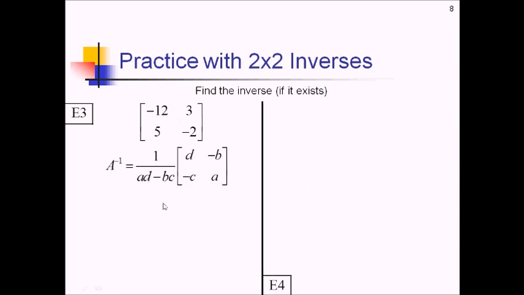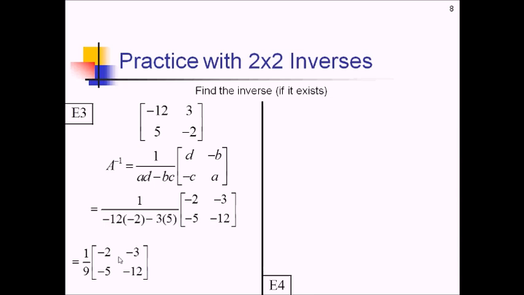Now, I always write out the formula. You don't have to, but I find it helpful. So we've got 1 over, let's see, negative 12 times negative 2 minus 5 times 3, or 3 times 5. And then we've got, let's see, this is going to be negative 2 coming up, negative 12 going down. And then we've got negative 3 and negative 5. So let's evaluate this. This is 24 minus 15, which is 9. Distributing 9 to all of these, I'll have negative 2 over 9, negative 3 over 9, which is negative 1/3, negative 5 over 9, and this will become negative 4/3.